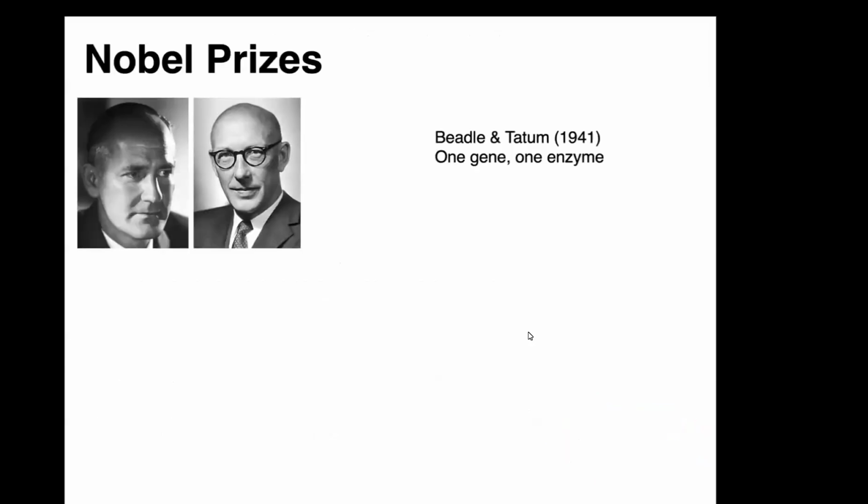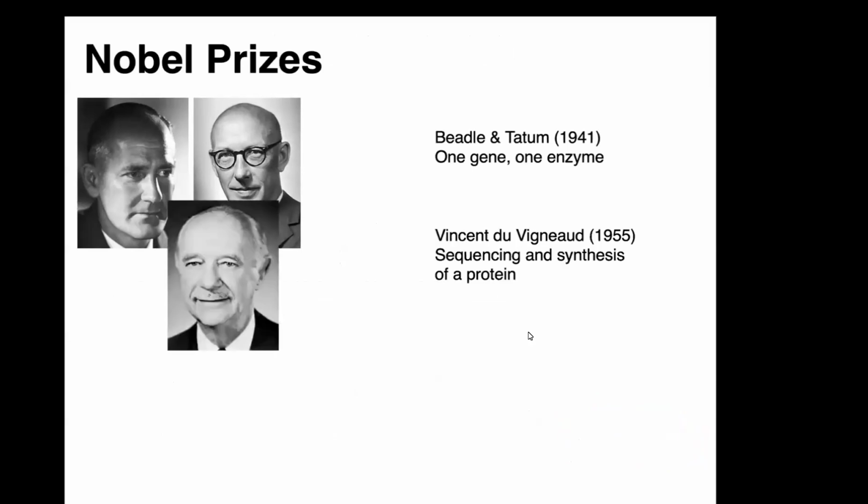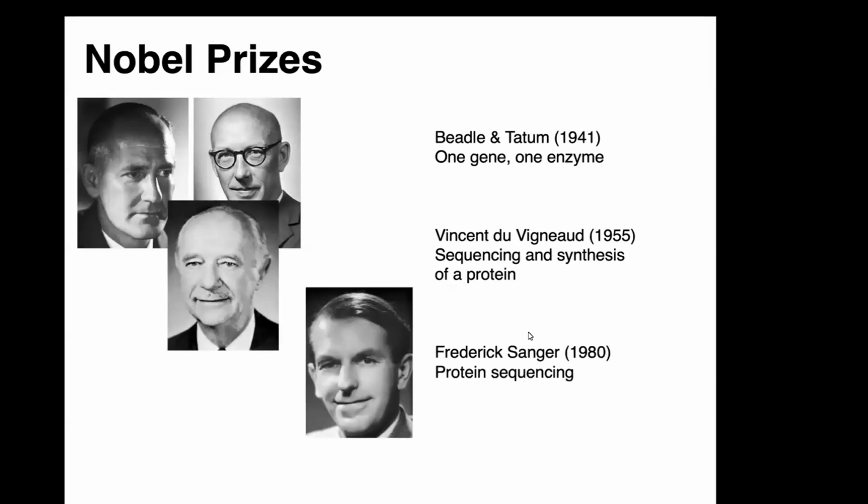And so it's worthwhile, and there's actually a lot of Nobel Prizes that have been given with respect to protein technology and understanding proteins. Beadle and Tatum is one of the earlier ones, one gene, one enzyme, and sequencing and synthesis of a protein by Wegener in 1955. Sanger, of course, in terms of Sanger sequencing, many of us are familiar with, and in 1980.